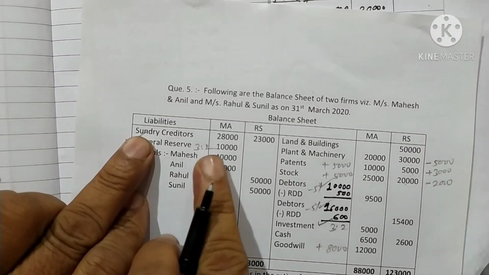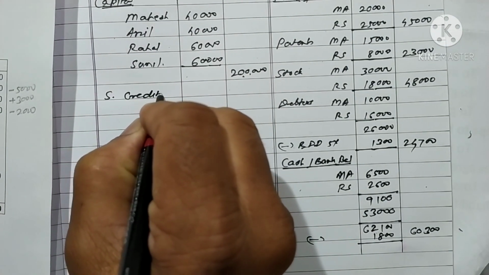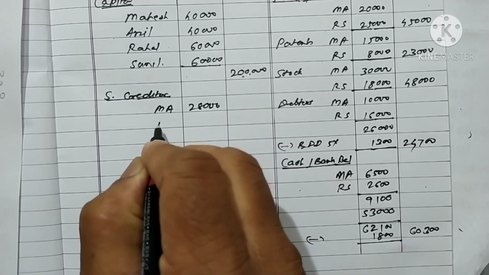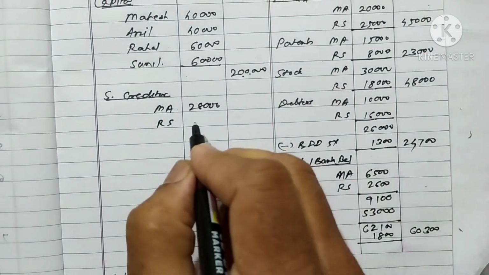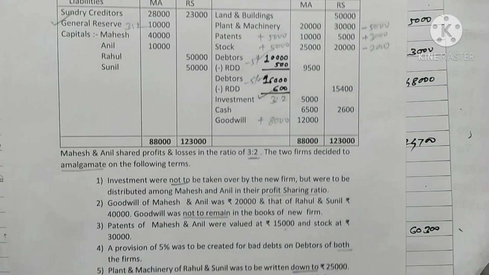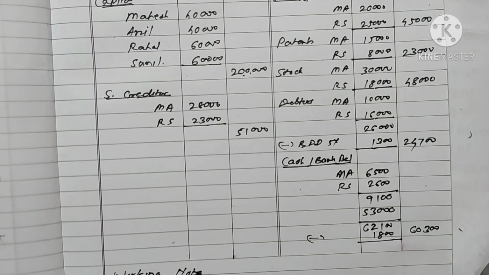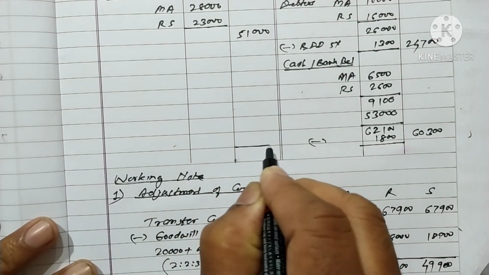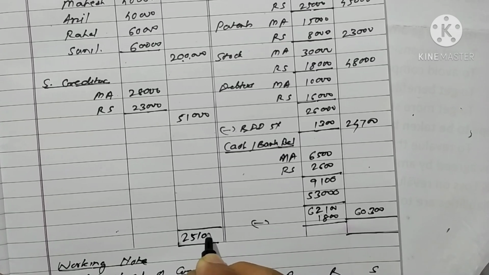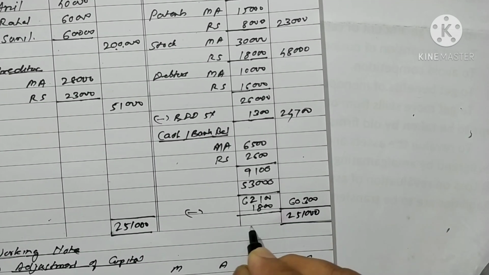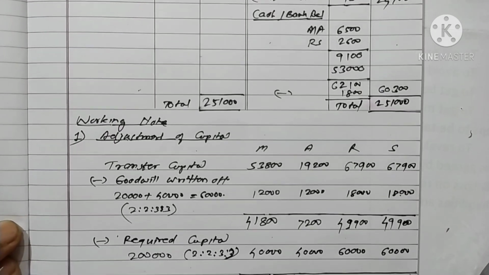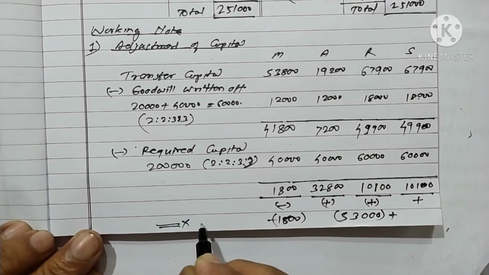Now we write the creditors. Mahesh and Anil creditors will be 28,000 and Rahul and Sunil creditors will be 23,000. Total 51,000. Okay, now see what remains. Nothing else. We go to close the balance sheet. Total of the balance sheet is 2,51,000. Here also 2,51,000 is the total. This is the complete answer. See once again. Now we close the answer sheet. Okay, thank you.